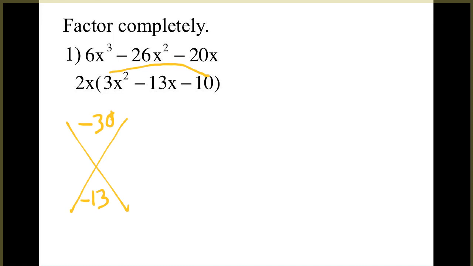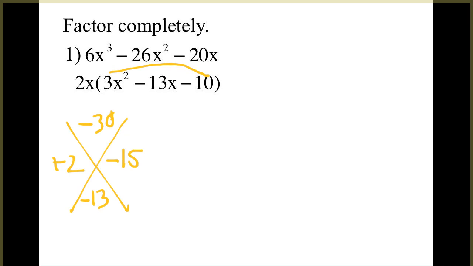Now, I had a lot of people today try 10 and 3, but negative 10 and negative 3 does add up to negative 13, but it doesn't multiply up to 30. So those are actually the wrong answers. It ends up being negative 15 and positive 2.